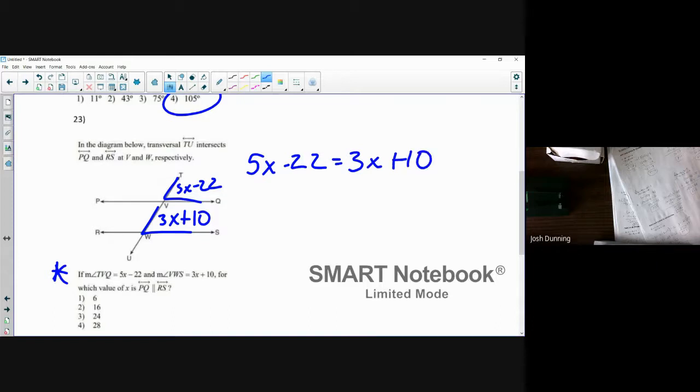Minus the 3x. Add that 22. Divide, half of 32 is 16.